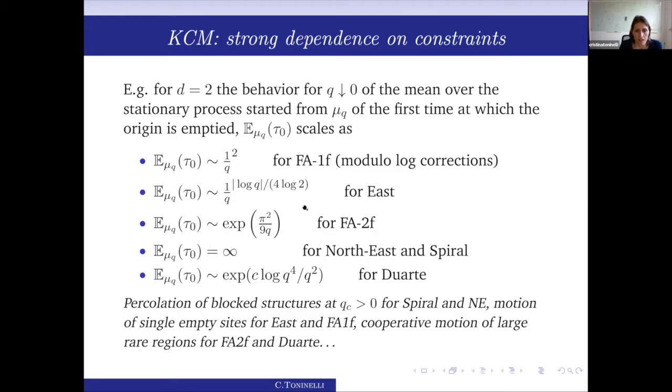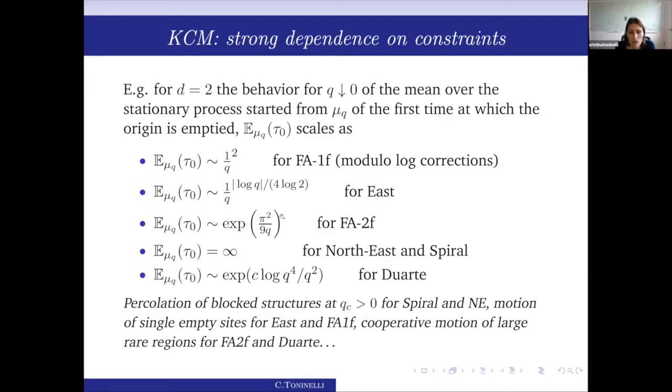For the East and then for the Fa2F model, the dominant relaxation mechanism when q goes to 0 is dominated by the motion of single empty sites. But while for the Fa1F model, this motion is essentially random walk-like, and the empty sites are at a distance, a power of 1/q depending on the dimension, which gives rise to this power law behavior.